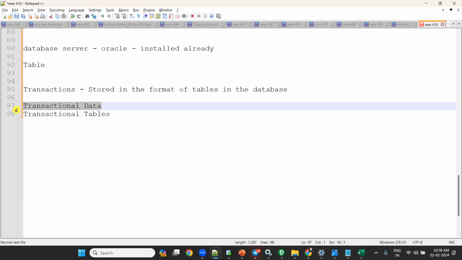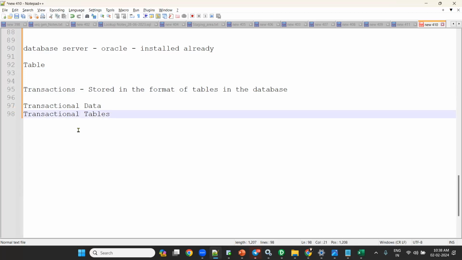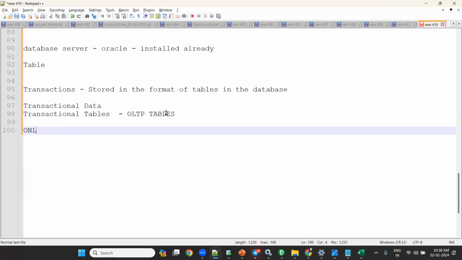If you go to the bank and deposit 10,000, that is one transaction. You withdraw 10,000, that is one transaction. You go to college and pay the fee, one transaction. You go to hospital and pay the OPD bill, one transaction. You go to a movie and take a ticket, one transaction. All this data will be saved under transactional tables, also called OLTP tables. OLTP means online transactional processing.